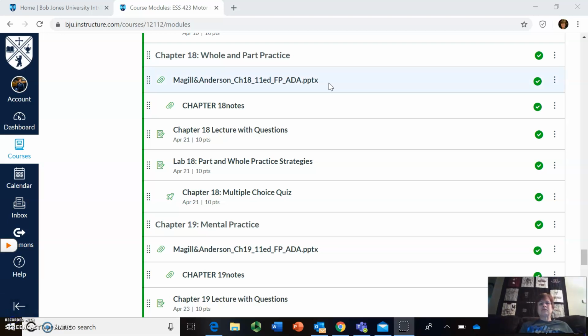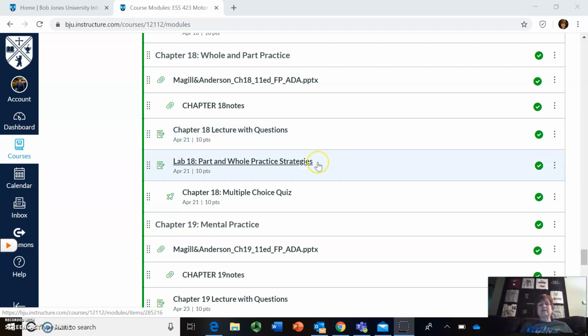And again, as you go through the chapter, there are PowerPoint slides available along with chapter notes. You have the lecture that's online, and then make sure you answer the questions completely. Some of you are missing points just because you're not answering the questions completely. So develop your answers, make sure you answer the question that is asked.